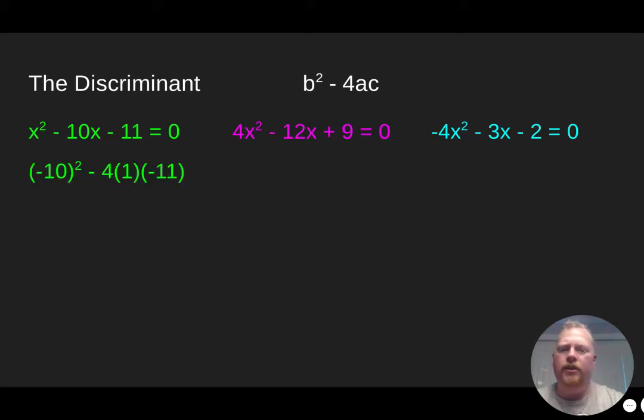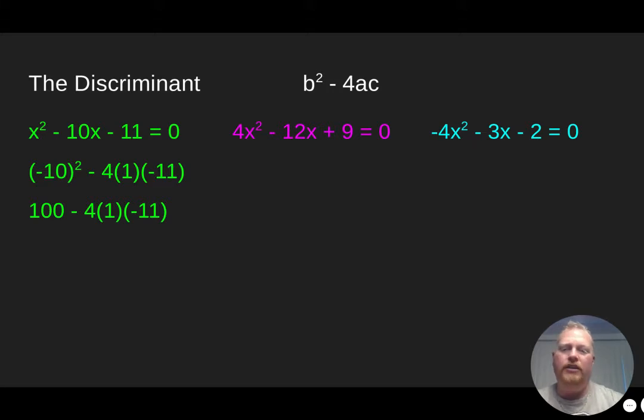Let's plug those in. b squared minus 4ac: I've got negative 10 squared minus 4 times 1 times negative 11. Hopefully you see how I plugged those numbers in. First, I'm going to square the b. When I square negative 10, I get positive 100, because negative 10 times negative 10 is a positive 100. Anytime you do that b squared, you're going to find that the answer is positive.